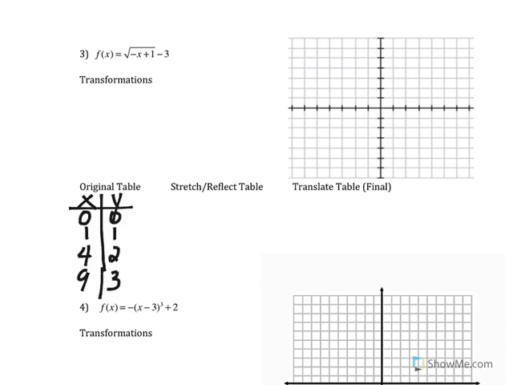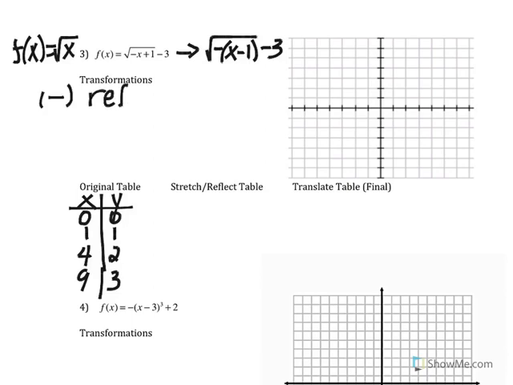Now, one important thing that's happening here, I would just rewrite this equation. Factor out the negative sign on the inside, because that's going to give you the correct horizontal translation. If you don't factor it out, that's going to mess you up. Our parent function is f of x equals square root x. So in this case, the negative on the inside is a reflect over the y-axis.